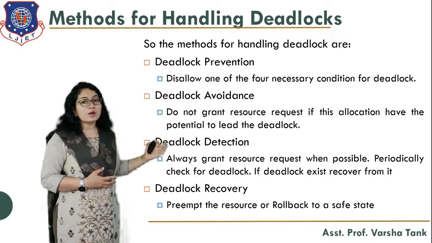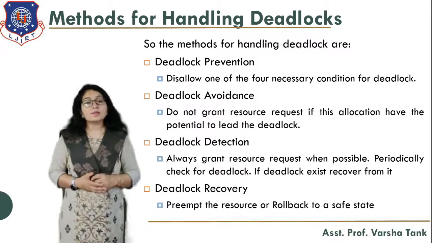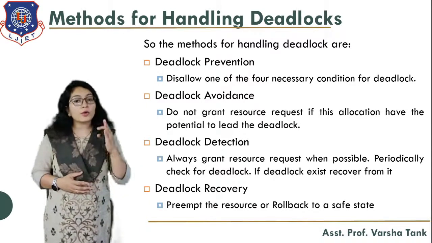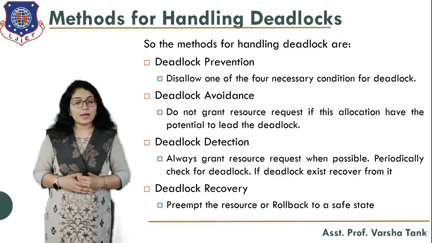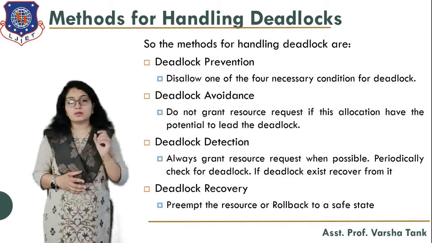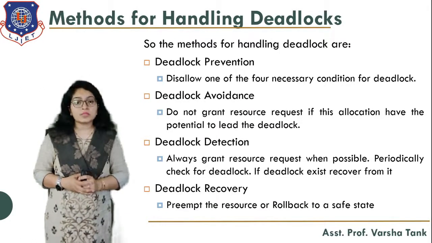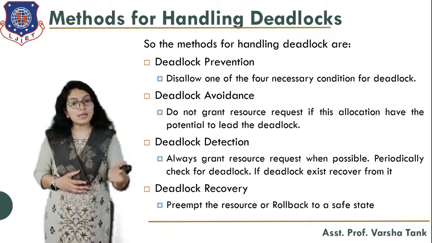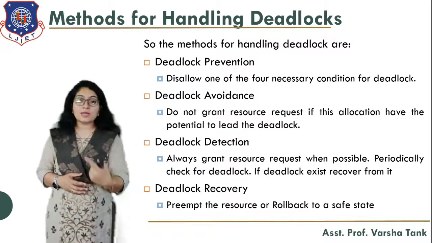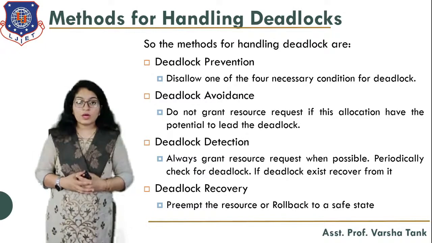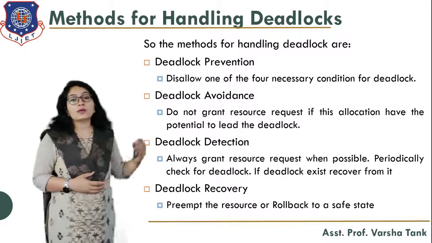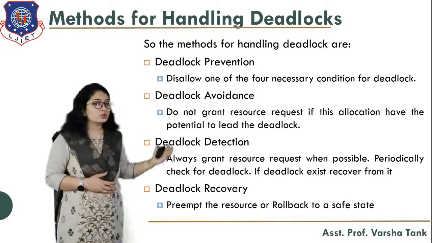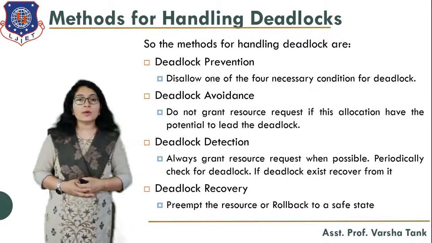Then next is deadlock avoidance. That means do not grant the resource request if the allocation has the potential to lead to deadlock. We don't have to grant the resources to that particular process, because if we grant the resource to that process, it may lead to deadlock. That means a circular wait is possible. So we don't have to grant the resource to the process if it leads to deadlock. That is what deadlock avoidance is.